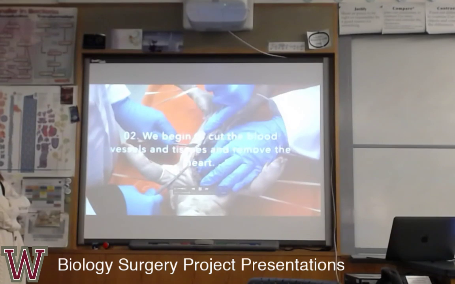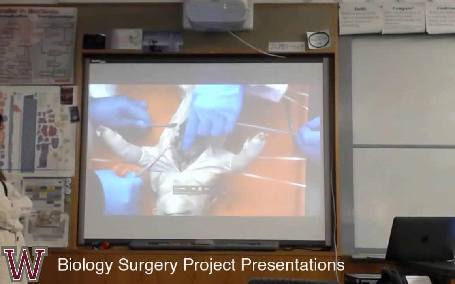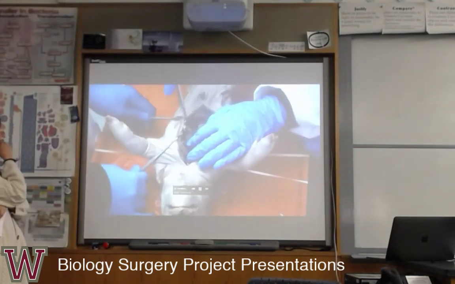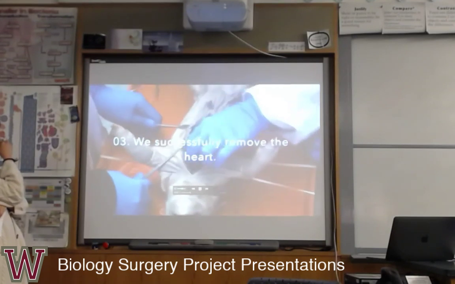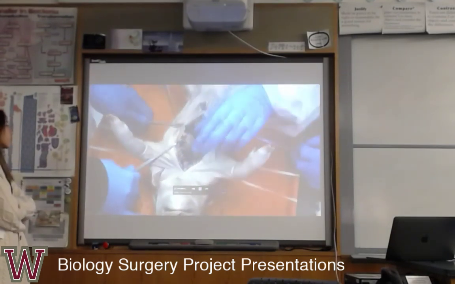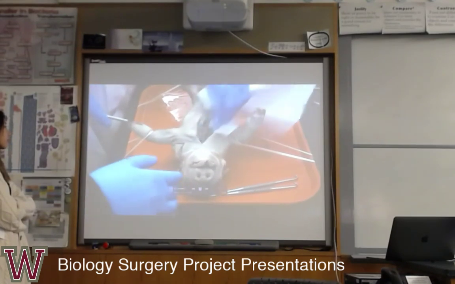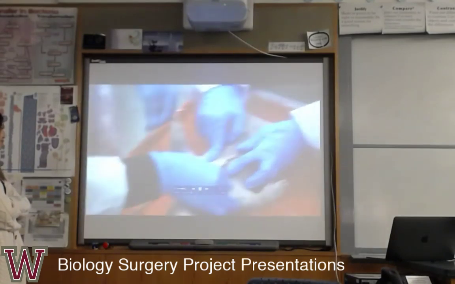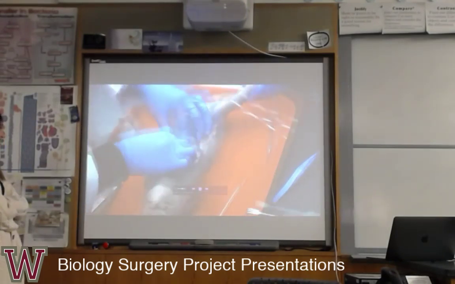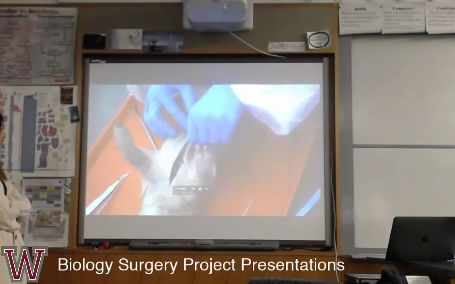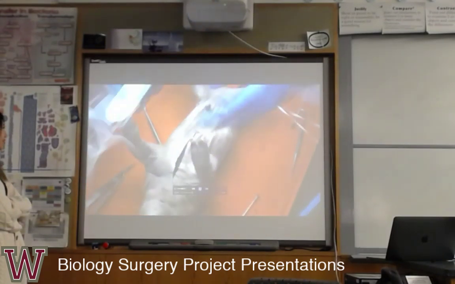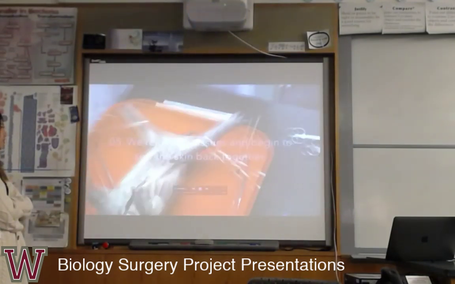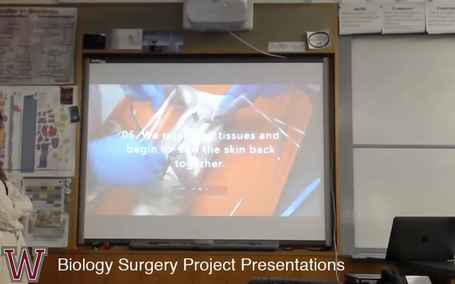Then we began to cut the blood vessels and the tissue around the heart in order to get it out, and we successfully removed it. So we put the donor heart back into the pig. Then we closed the tissues and the skin together, and we began to sew the skin back.